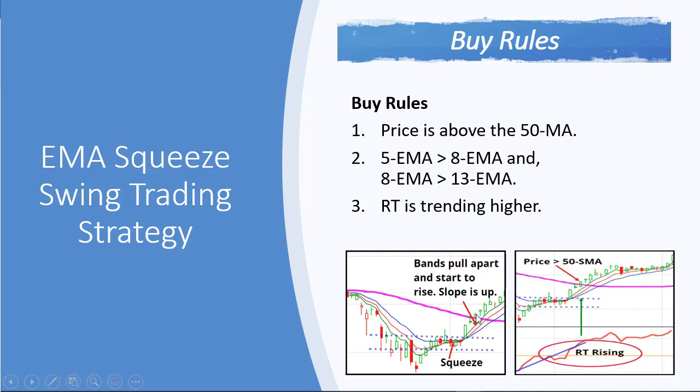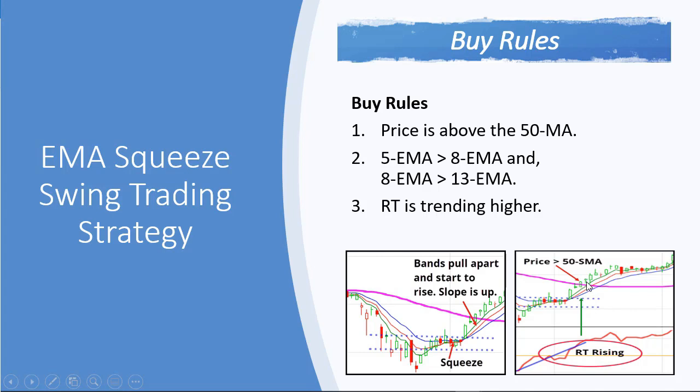Now, remember, we have to wait until price goes above the 50-day moving average. It closes above the 50-day moving average here. The three moving averages don't have to be above the 50-day moving average. The price of the stock has to be above the 50-day moving average. So on that day, if we just move over to the right-hand chart, price closes above the 50-day moving average. We see the separation between the three EMAs, and the relative timing indicator trending higher. The entry is the following day on confirmation.